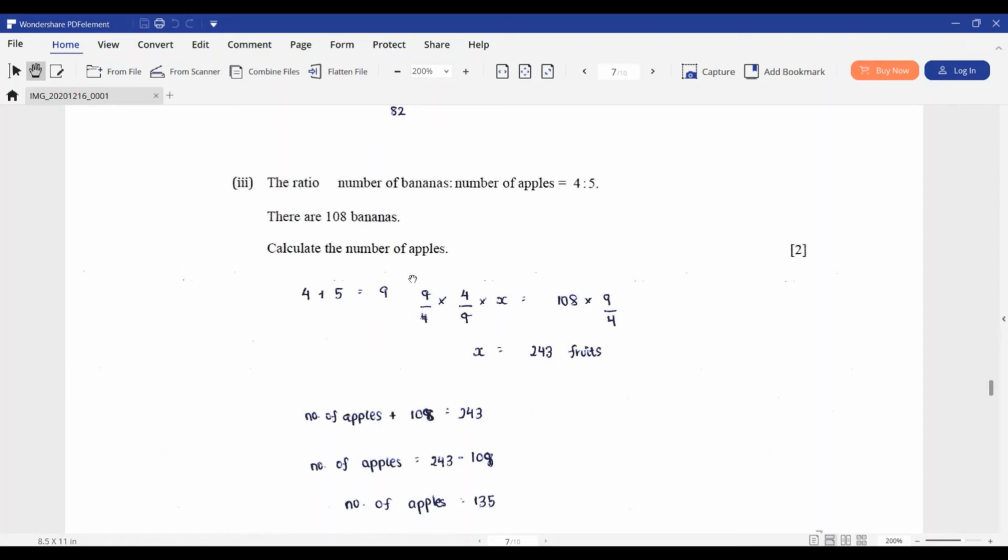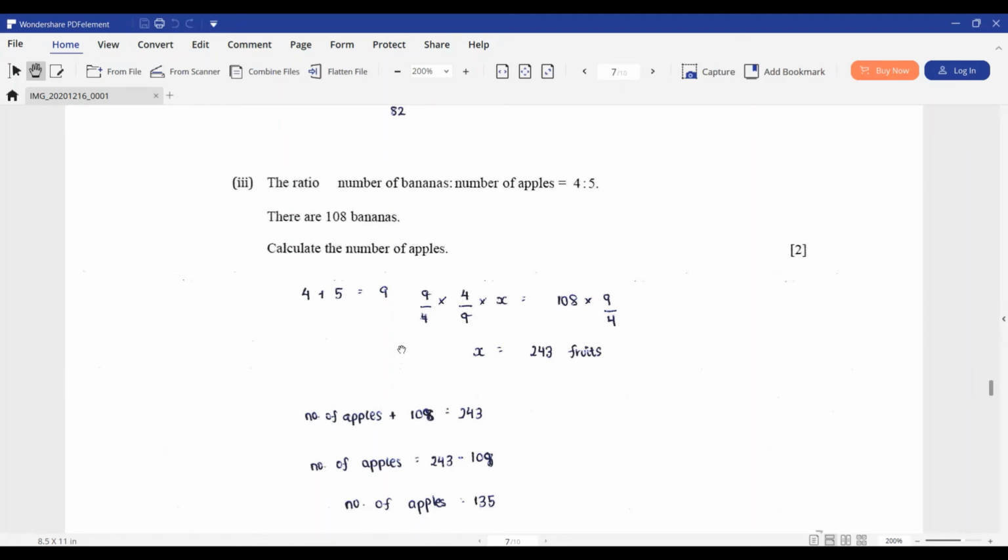This is 9. This is the total. So 4 over 9 of this amount, of an unknown amount, is 108 bananas. So we're going to take 4 over 9 multiplied by x is 108. So what we want to do is reciprocate on both sides. So we're going to multiply both sides by 9 over 4.